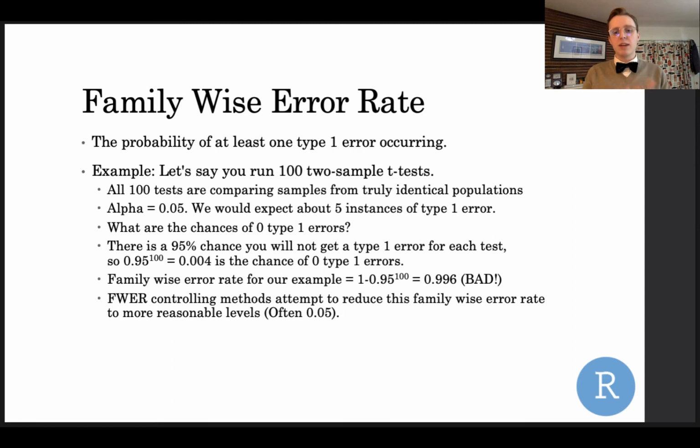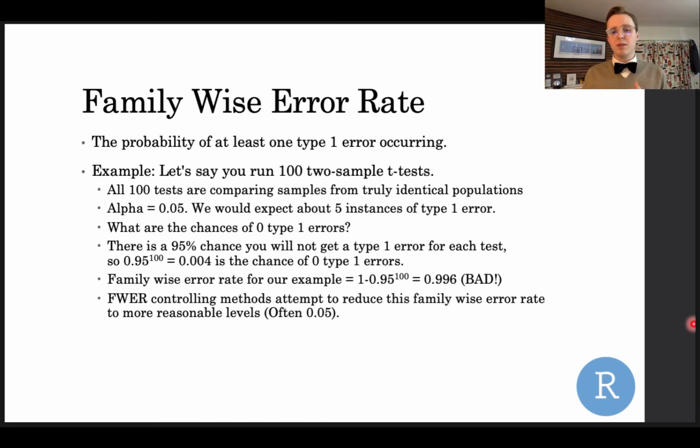Oh dear, so now we know that the chance of a type 1 error not occurring is really very small. If we just look at the inverse of this probability, we get the chance that one or more type 1 errors occur. And we see that it is almost guaranteed that it will happen at least once, 99.6% chance. So our family-wise error rate is really high.